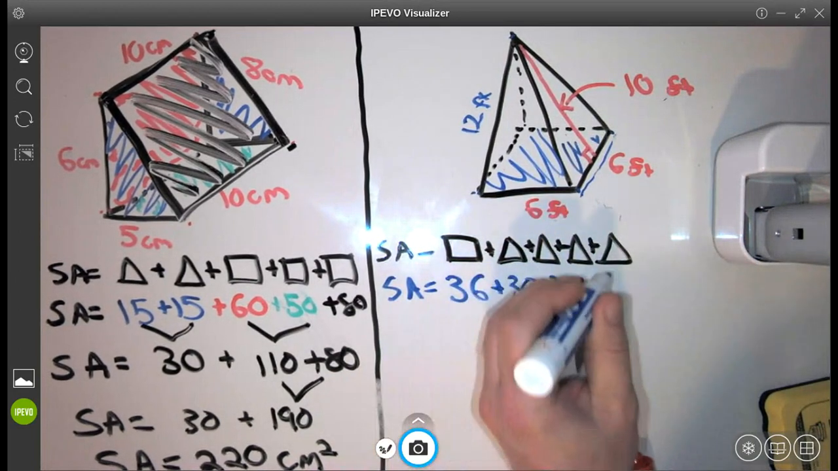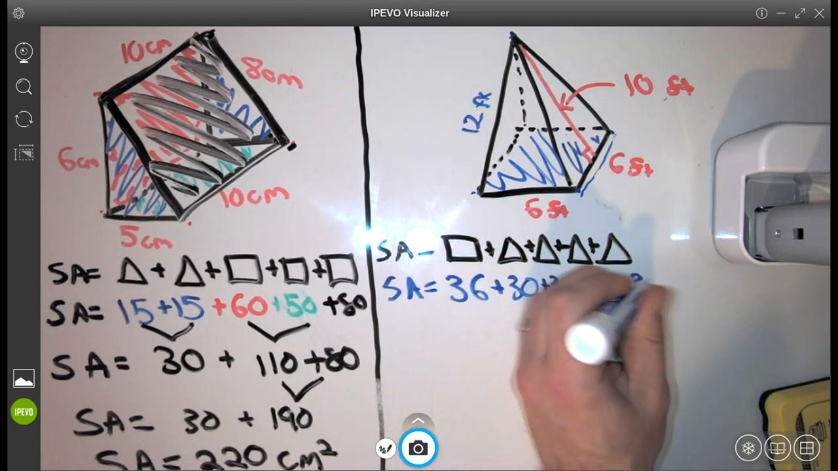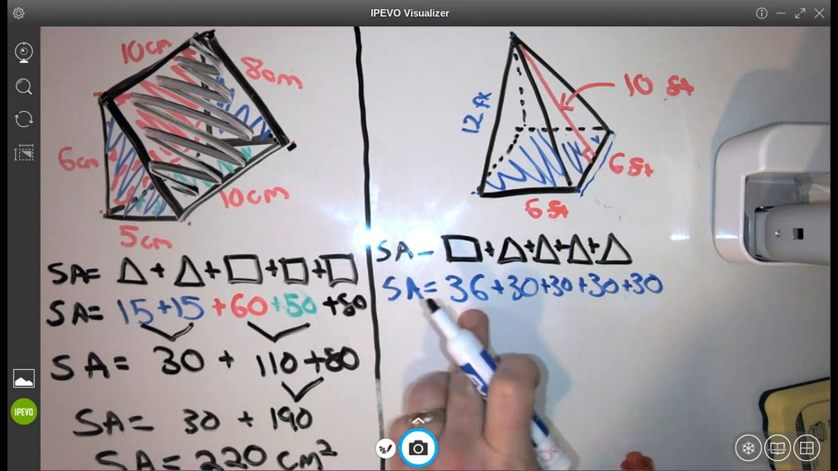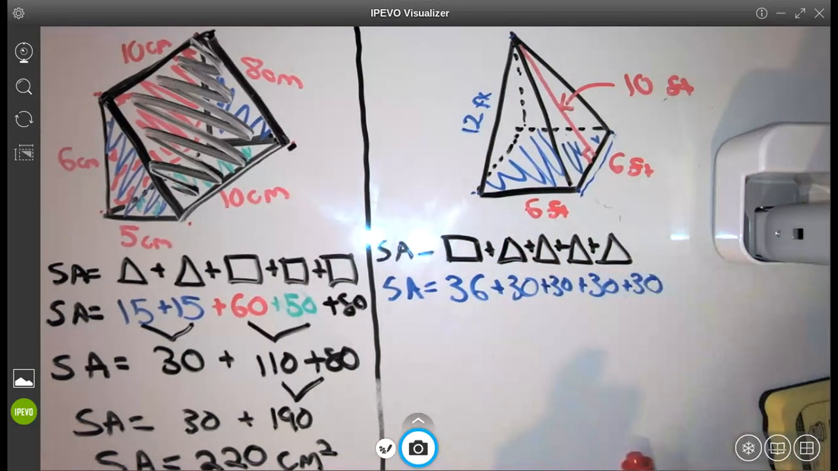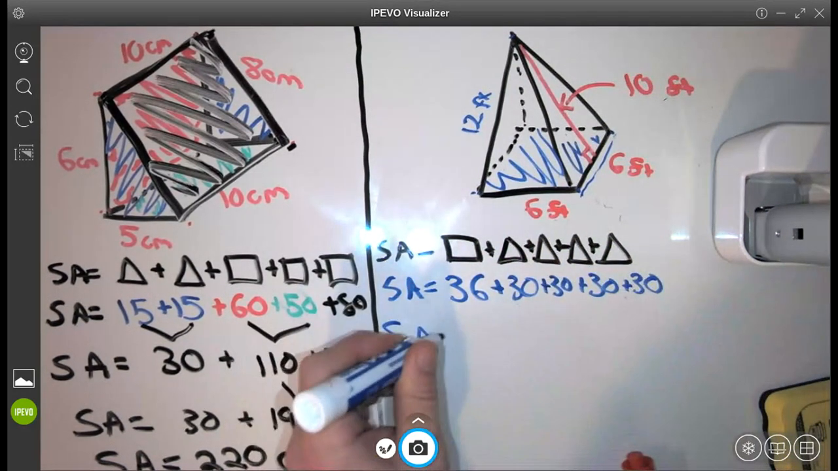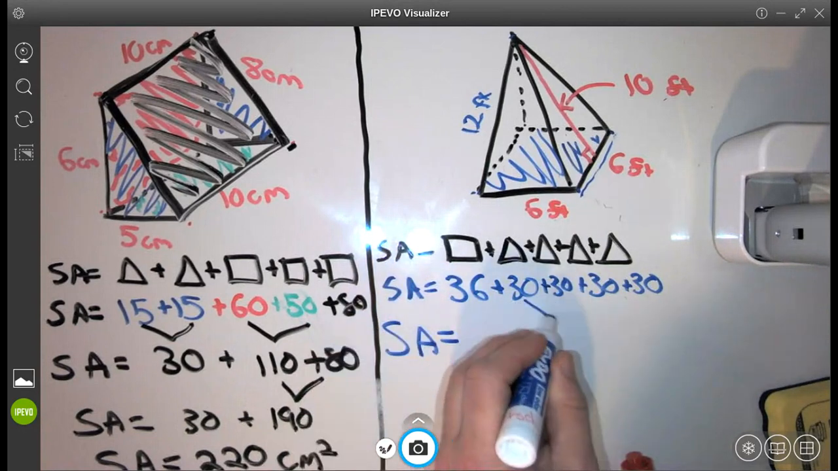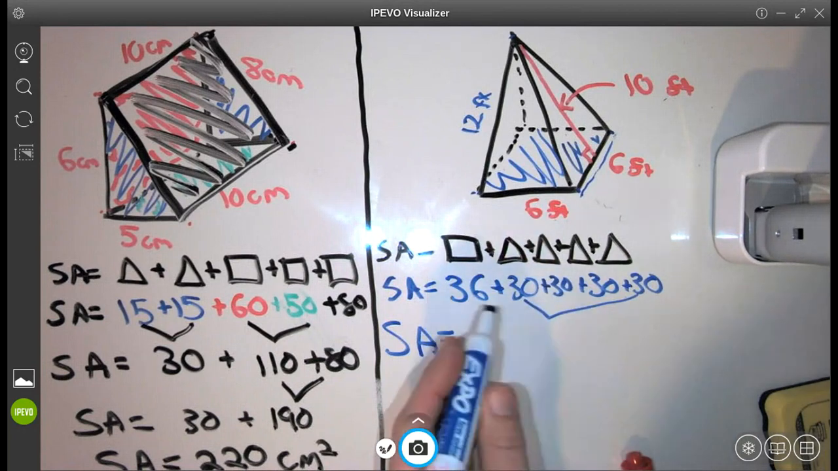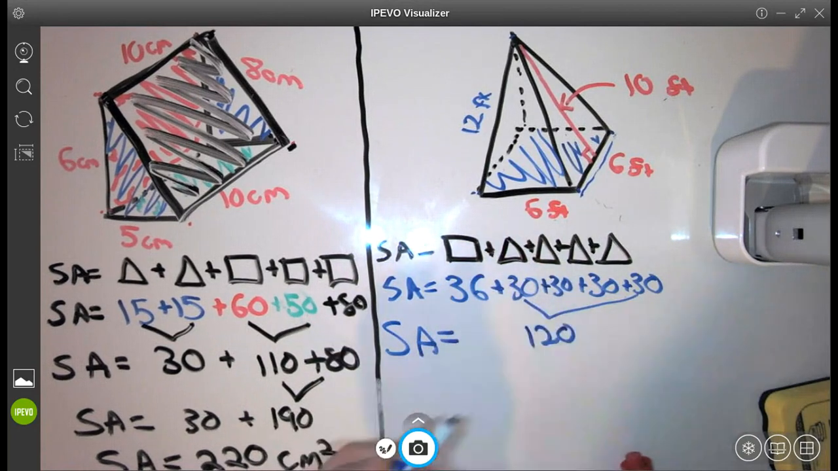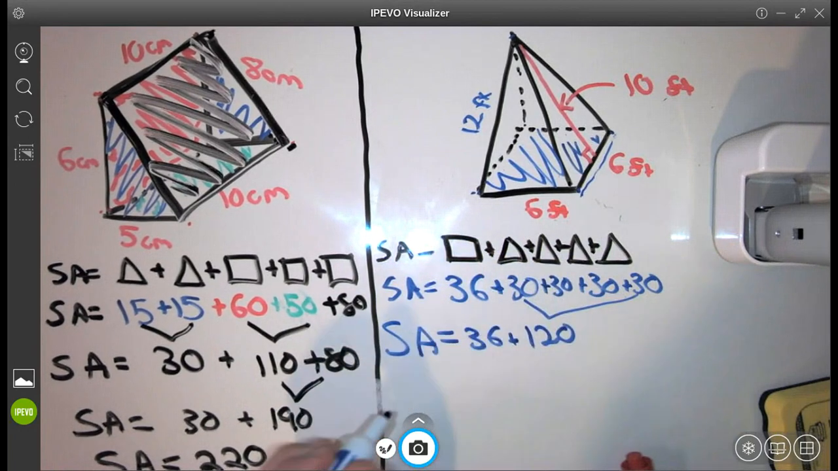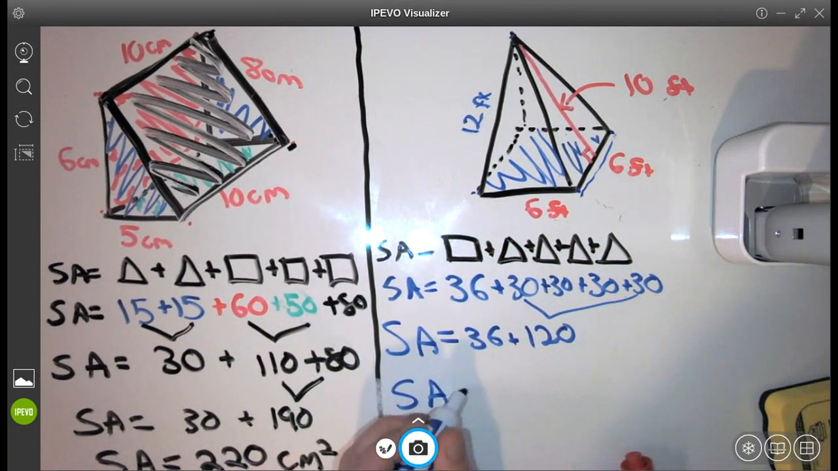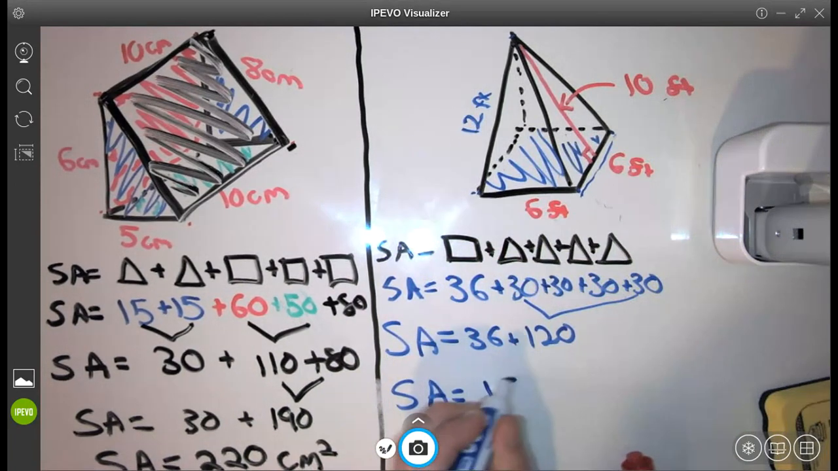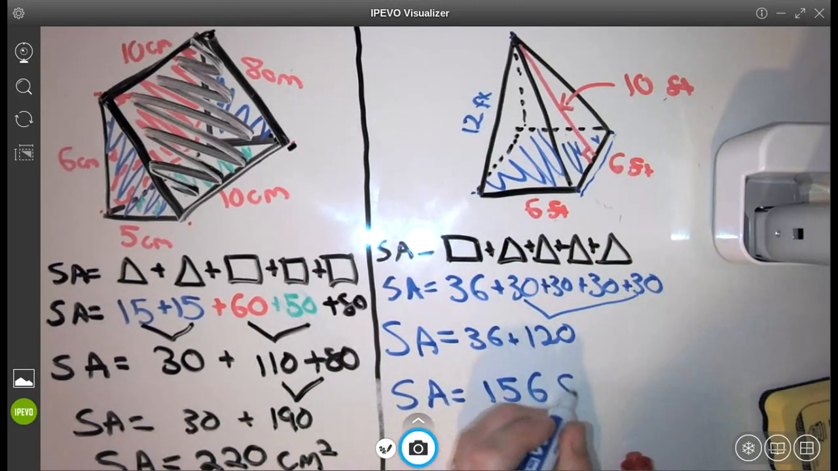So plus 30, 3, 4. So there are 4. So one rectangle, 1, 2, 3, 4 triangles. So add it all up together. What might be a good idea is add up all these 30s. The shortcut is 3 times 4, which is 12. So this is going to be 120 plus 36. So the surface area of this is 156 squared feet. All right, so hopefully you find this helpful.